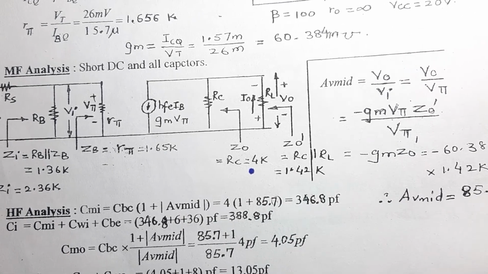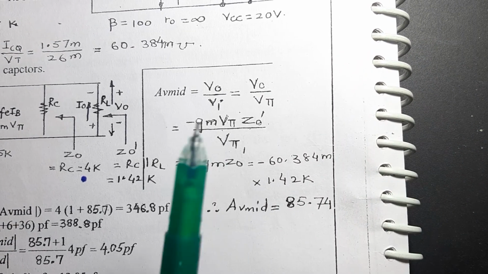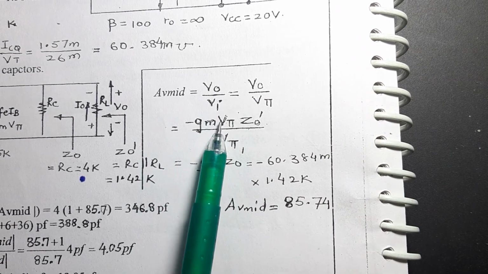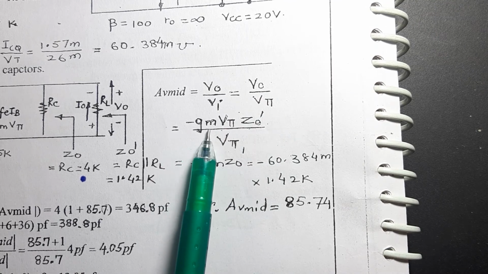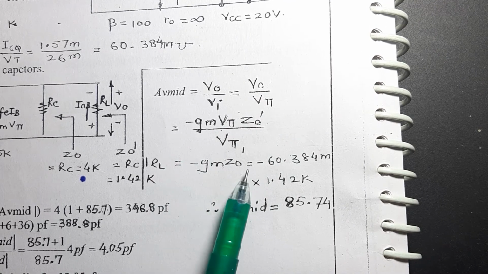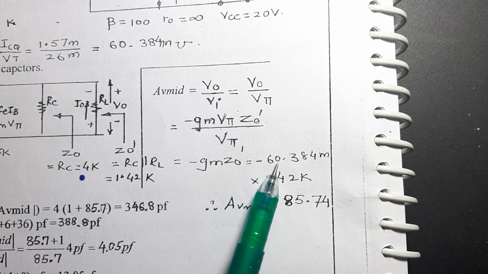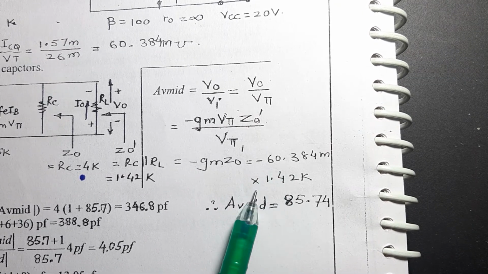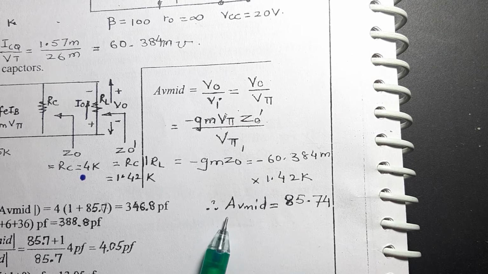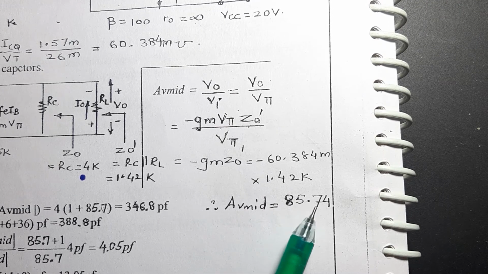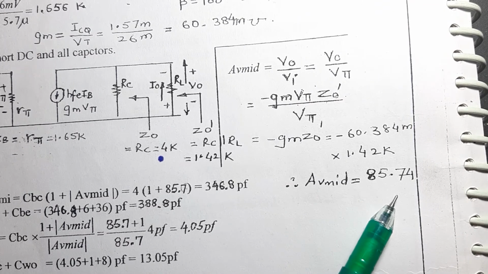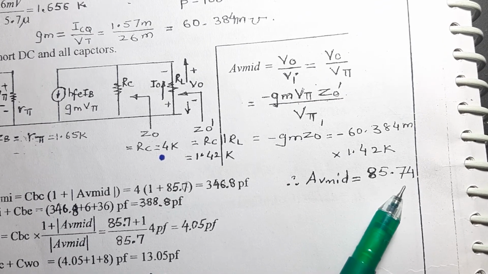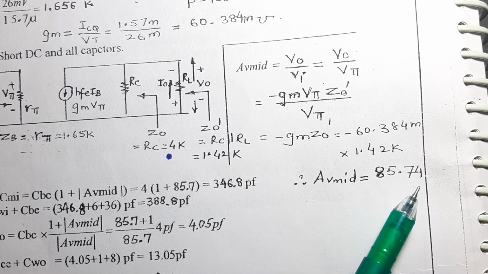Now your AV mid is calculated as VO by VI, which is equal to VO by V pi over here, which is equal to minus GM Zo dash. So it is nothing but simply minus 60.384 into 1.42k. So your AV mid turns out to be 85.74. Please do note that this AV mid doesn't have any units over here.